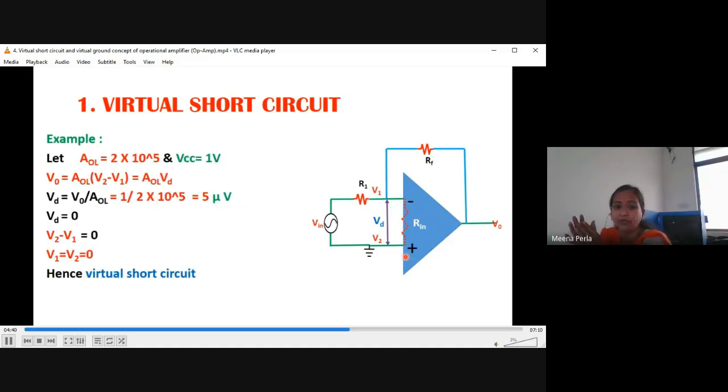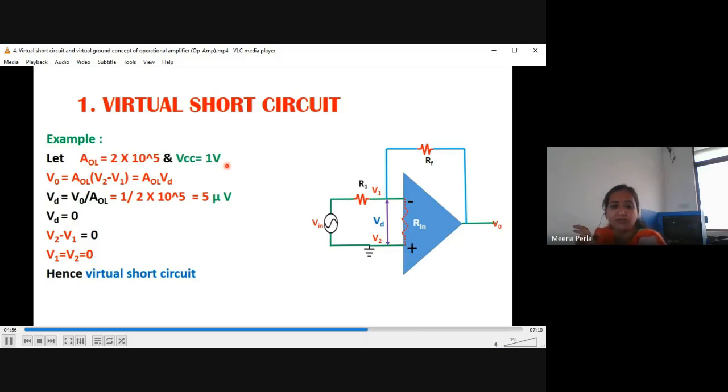Okay, we'll see this with one example. We have considered open loop gain. We have seen in the characteristics that the maximum open loop gain is 2 into 10 raised to 5, and VCC is equal to 1 volt, which we have assumed.